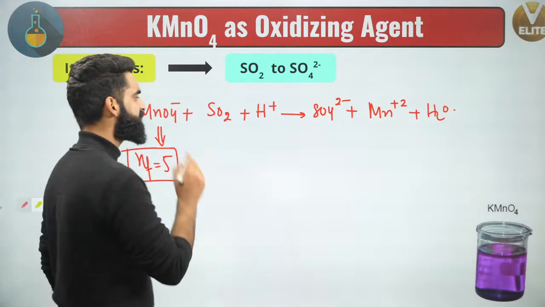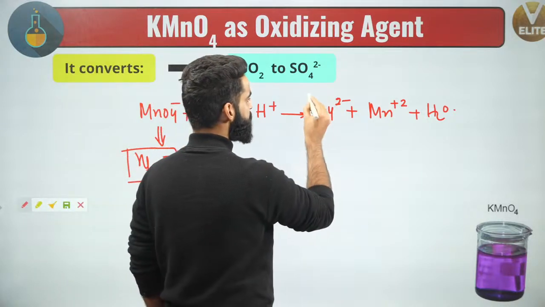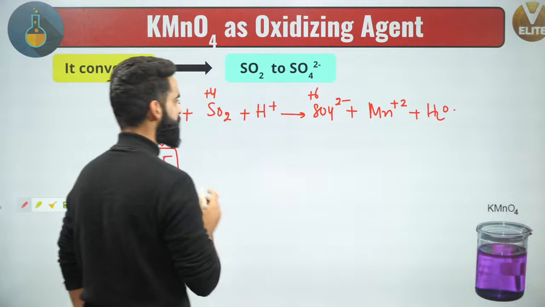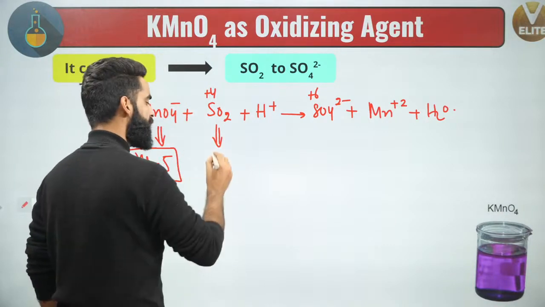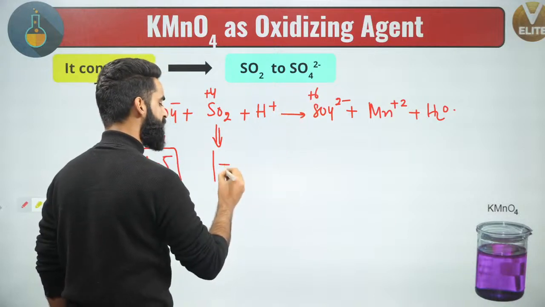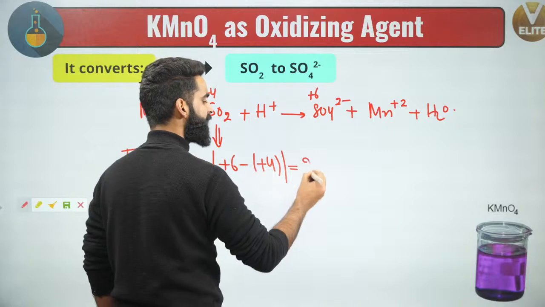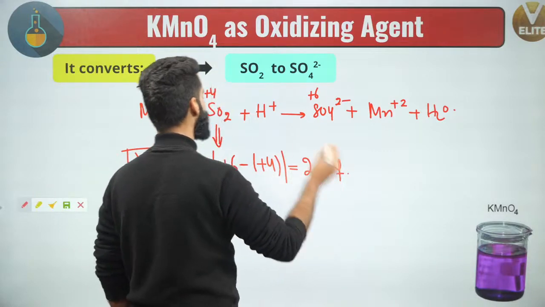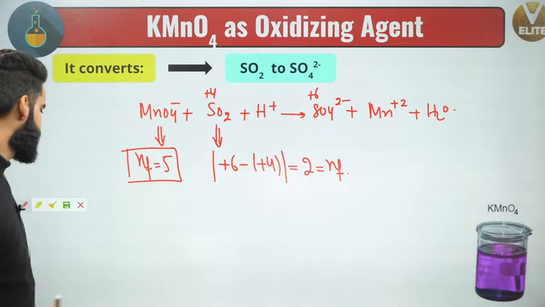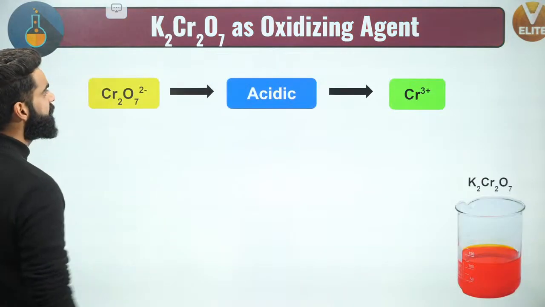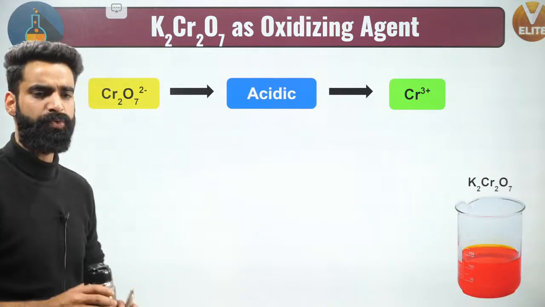Now, if I ask you what is the oxidation state of sulfur right here, you'll say +4. If I ask you what is the oxidation state of sulfur right here, you say +6. So if I ask you what is the change in the oxidation state of sulfur, isn't it going to be the final oxidation state of sulfur, which is +6, minus the initial oxidation state of sulfur, which is +4? The value you'll be getting is 2. So 2 is the n factor of SO2 in this reaction. Very simple.